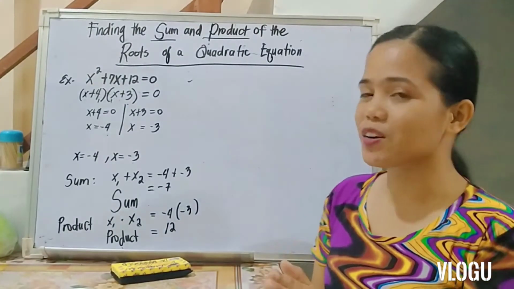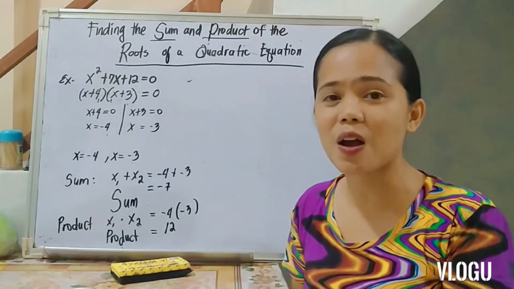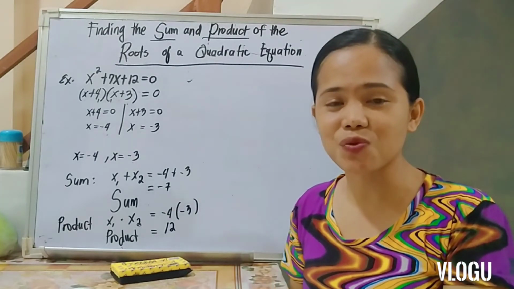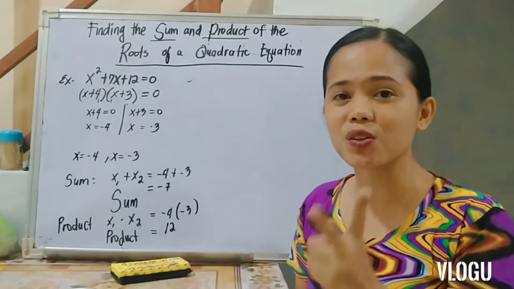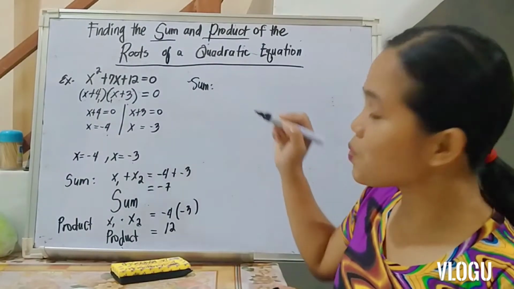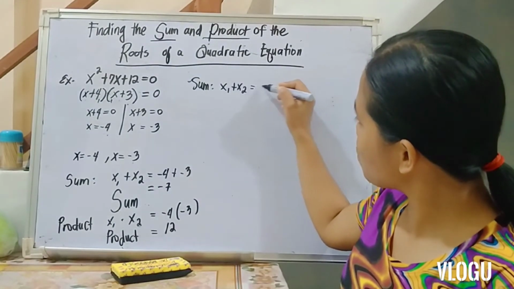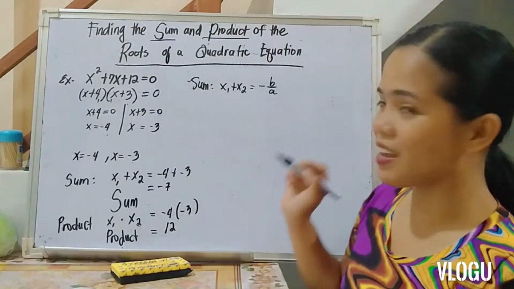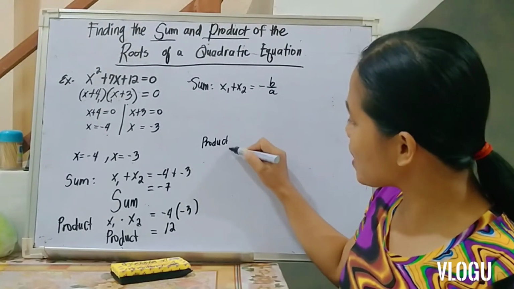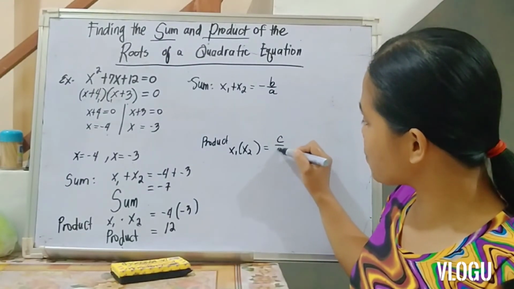Finding the sum and product of the roots of a quadratic equation even without finding the actual roots is now possible and even made easy, thanks to the mathematicians in the past, for they gave us these two wonderful formulas. To get the sum, we just use the formula x sub 1 plus x sub 2 is equal to negative b over a. And to get the product, we just use the formula x sub 1 times x sub 2 is equal to c over a.